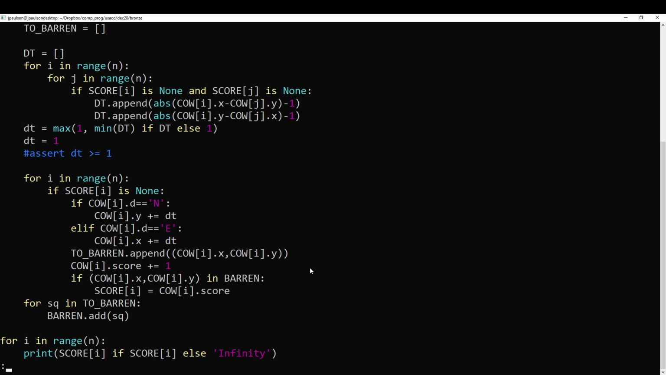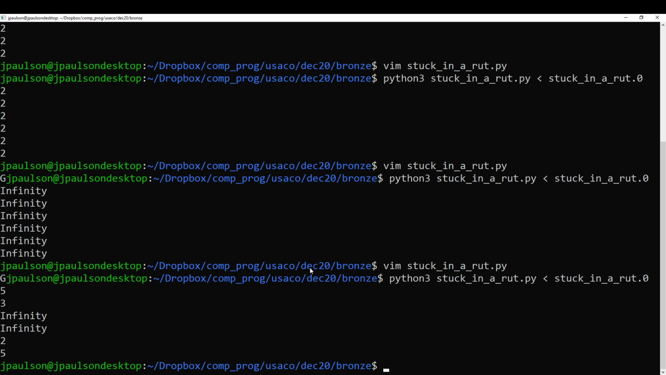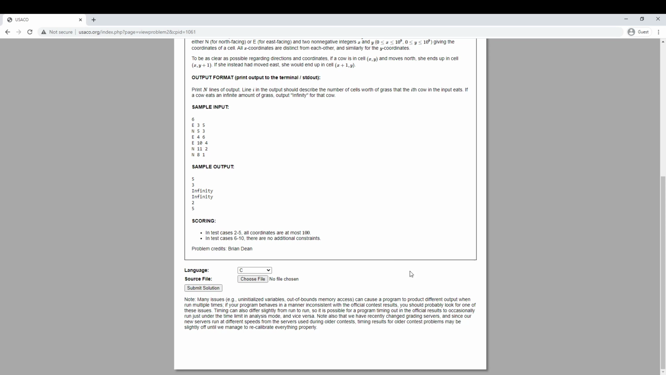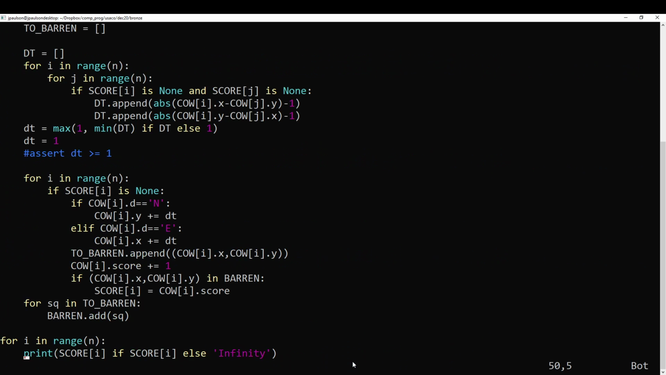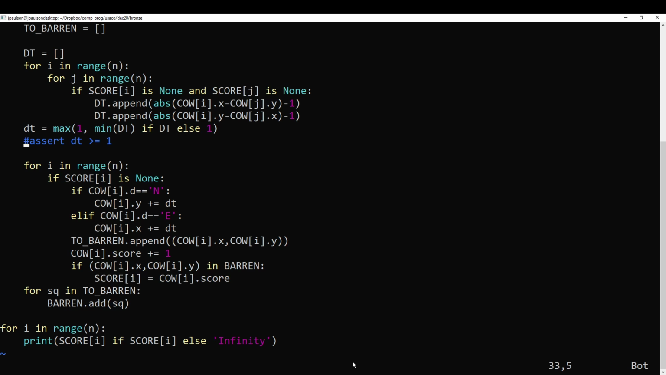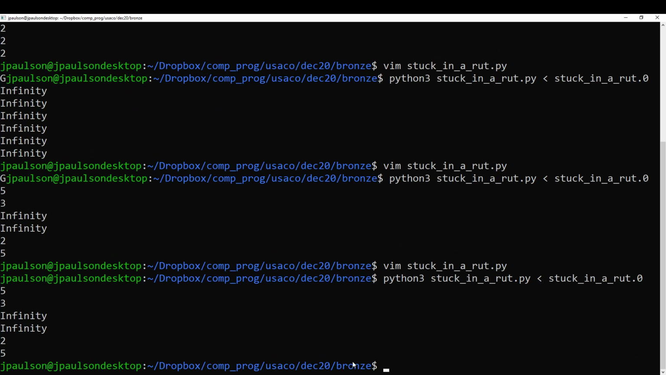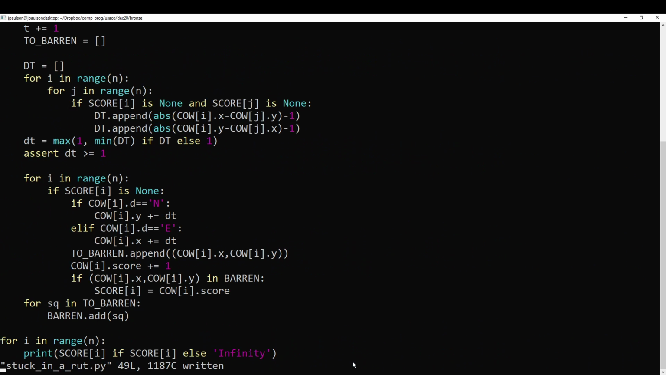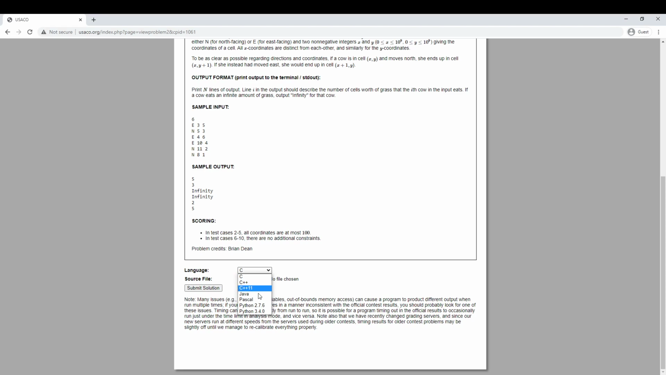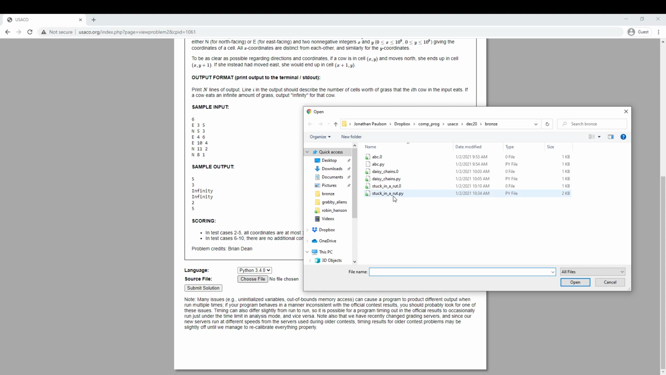Kind of a shame that these are not errors. 5, 3, infinity, 5. Okay, this might work. I'm not sure, to be honest.